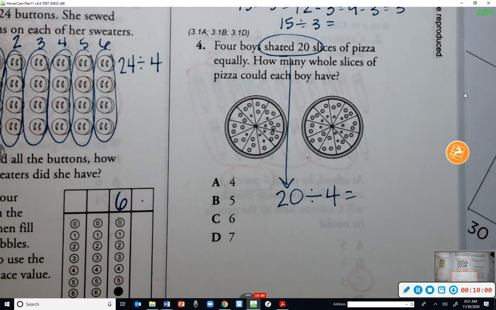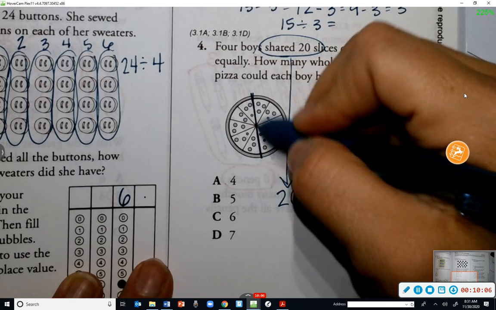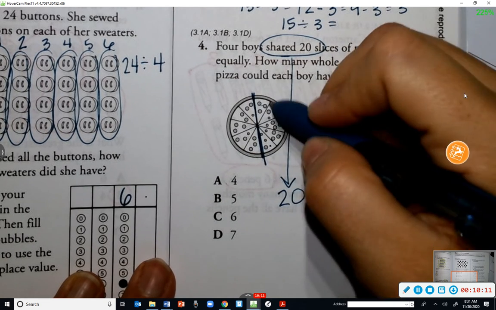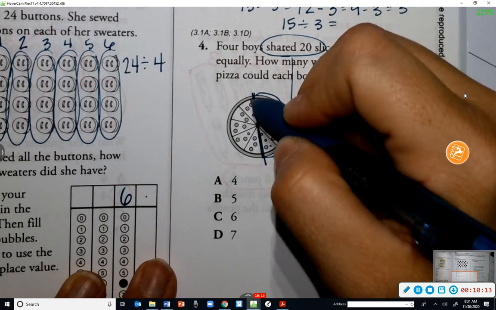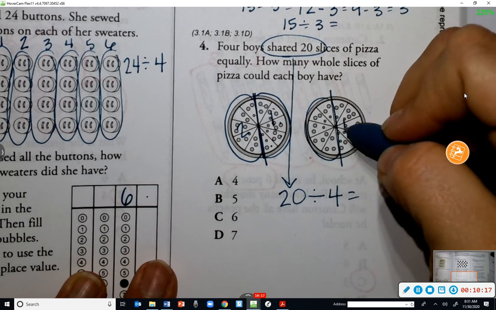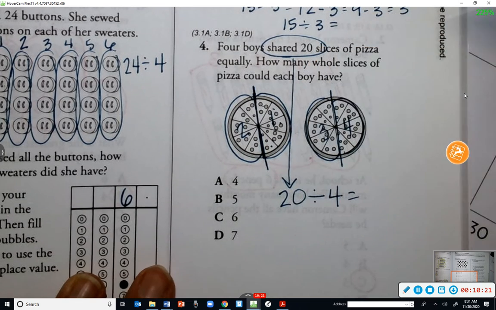So there's 4 boys, so each boy has 5. Good. So you saw if I just split this in half, there's 1, 2, 3, 4, 5. That's enough for 1 boy, 2 boys, 3 boys, and 4 boys. If you do an array, you'll get the same. Okay?